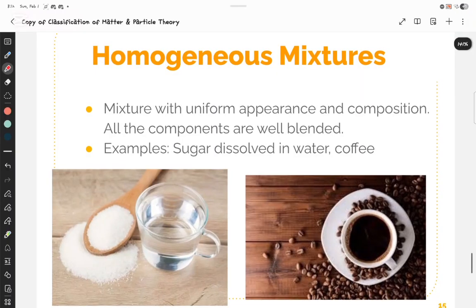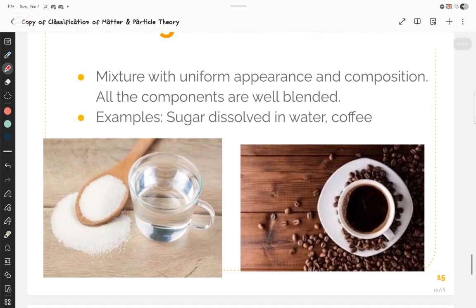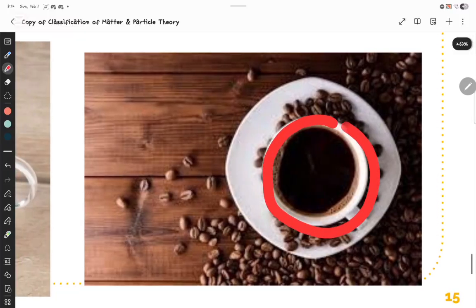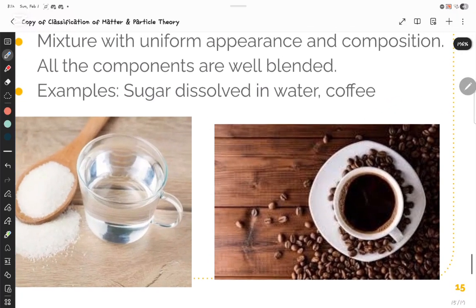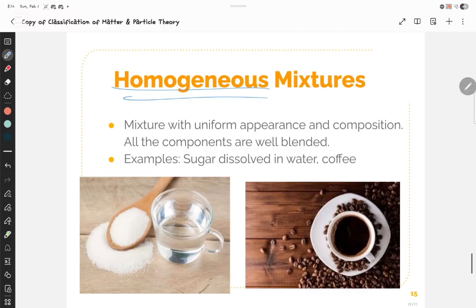Homogeneous mixtures are mixtures with uniform appearance and composition. Let's say a black coffee, right? It's a mixture because there's more than one type of particle. There's the sugar particles, there's coffee, there's many types of particles in it. However, it is a homogeneous mixture because you can see it's uniform. It's all black. You don't see the individual sugar grains or the cream that's in it. You only see coffee. The appearance is uniform, and you can't identify the individual components. Hence, it's a homogeneous mixture.